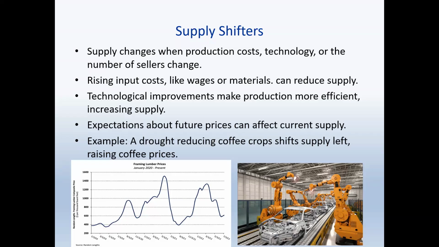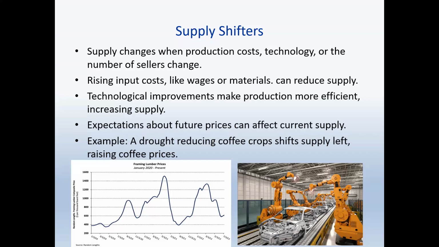Technology also improves production, making it more efficient to produce and therefore increasing supply. On the bottom right, we see an example of a car factory. Car factories, like many manufacturers, are becoming increasingly mechanized. This enables suppliers like Toyota or Ford to produce cars faster and therefore increase their supply of cars.